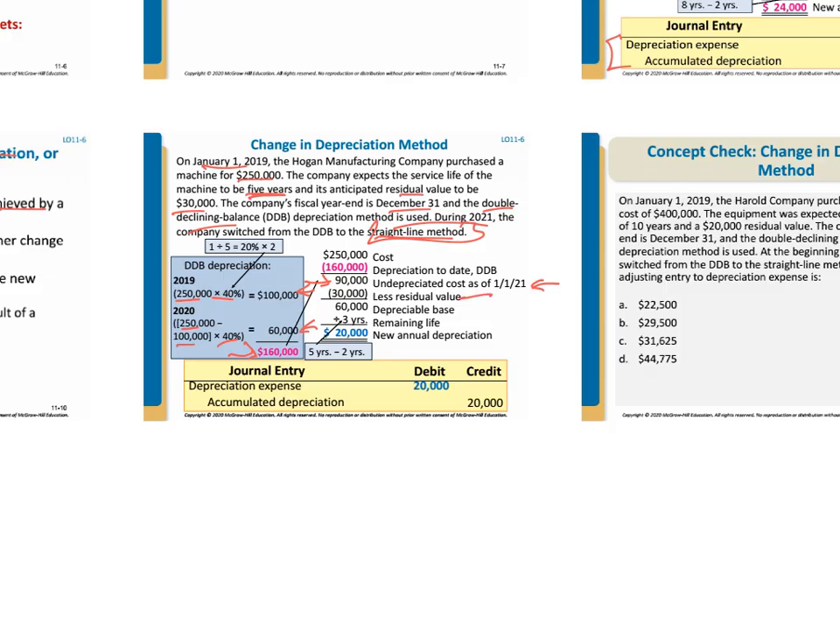We take out the residual value of 30,000. Remember, they tell us that up here. This gives us a depreciable base of 60,000, and then divide by the remaining life. Remember, they tell us that the service life was going to be 5 years. We've already accounted for 2 years, so we have a remaining life of 3 years. This gives us depreciation of $20,000 per year. So our journal entry debits depreciation expense and credits accumulated depreciation and handles this going forward the same exact way.